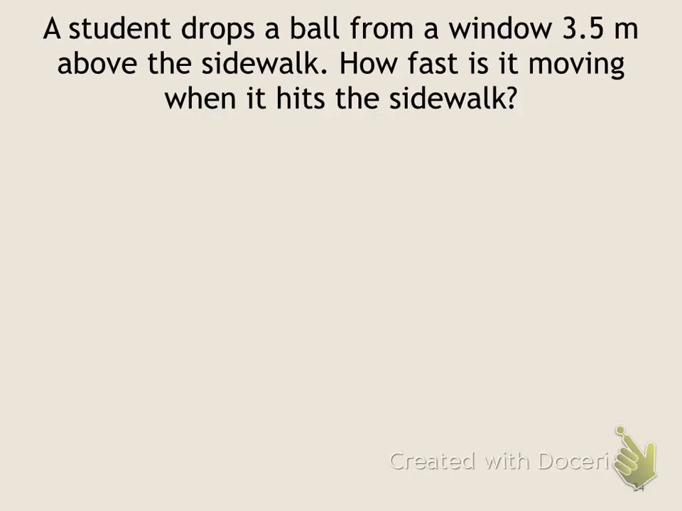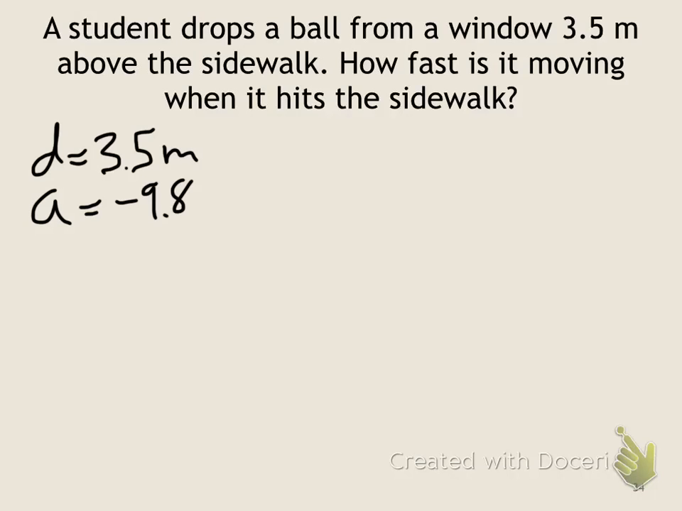How about this one? A student drops a ball from a window at 3.5 meters above the sidewalk. How fast is it moving when it hits the sidewalk? Well, they're giving us a D here. Our given D is 3.5 meters. Our acceleration due to gravity is always negative 9.8 meters per second squared. If we're dropping it, then our VI is 0. It's asking how fast it's moving when it hits the sidewalk. That's the final velocity. So they're asking for VF here.